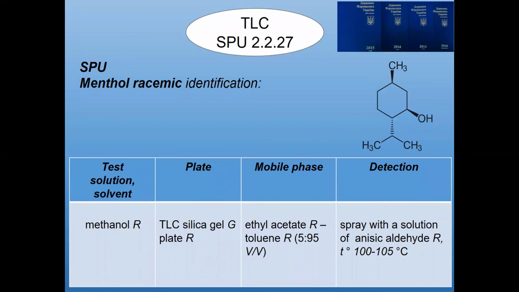For example, thin layer chromatography, State Pharmacopoeia of Ukraine, racemic menthol identification. Test solution: methanol. Plate: silica gel. Mobile phase: ethyl acetate and toluene. Detection: spray with a solution of anisaldehyde.